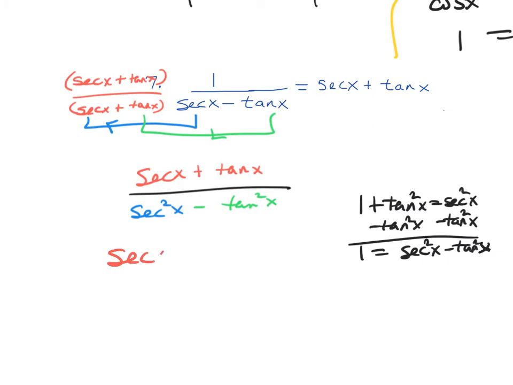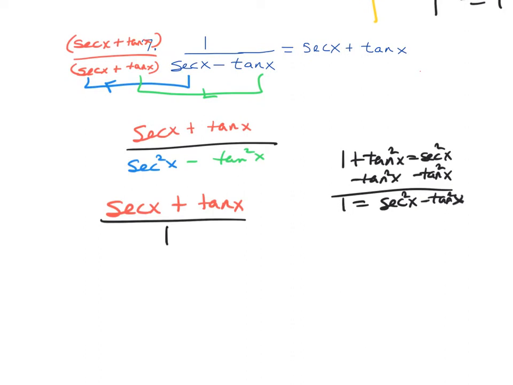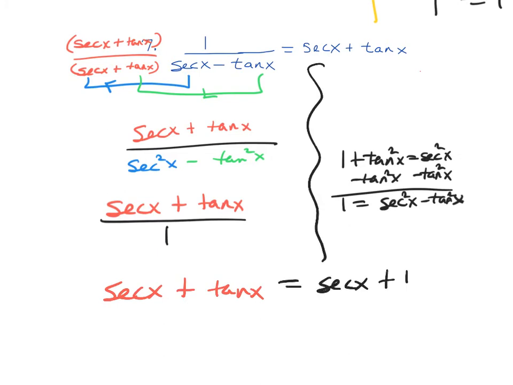So let me leave my numerator alone. And now my denominator becomes 1. Anything divided by 1 is itself. So it's just secant x plus tan x. Drop down the right side, and it verifies.